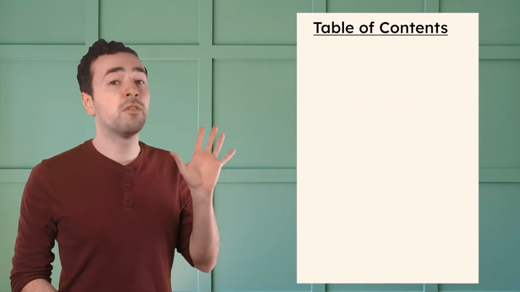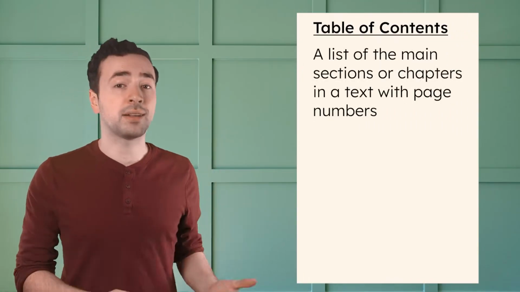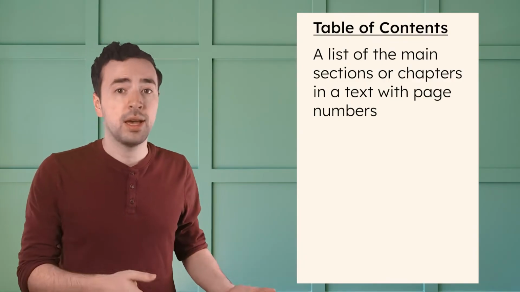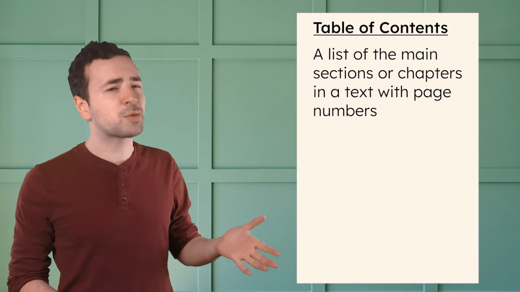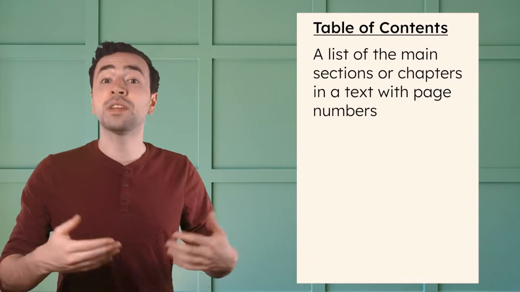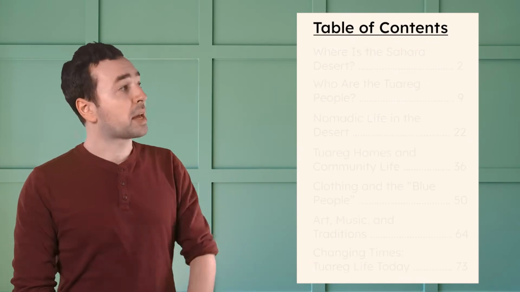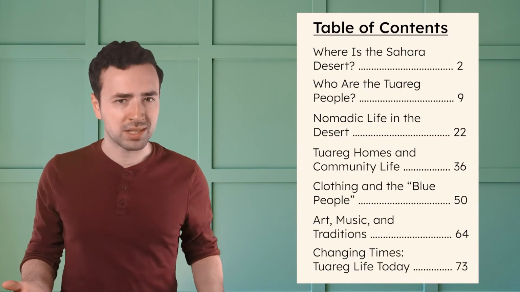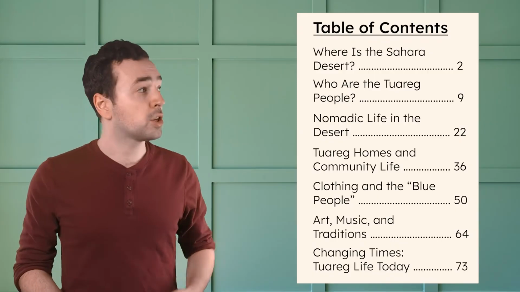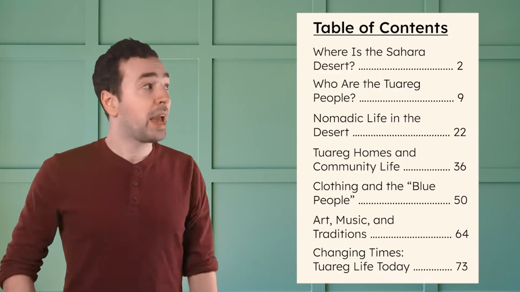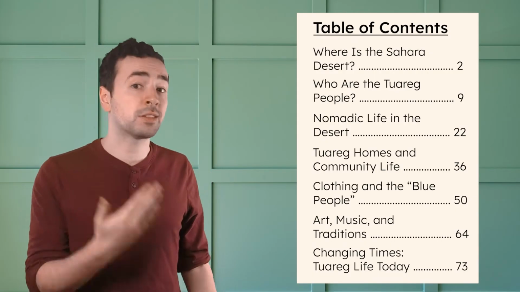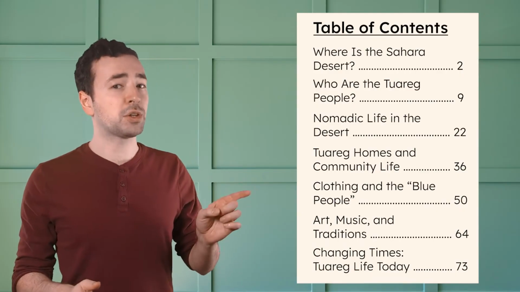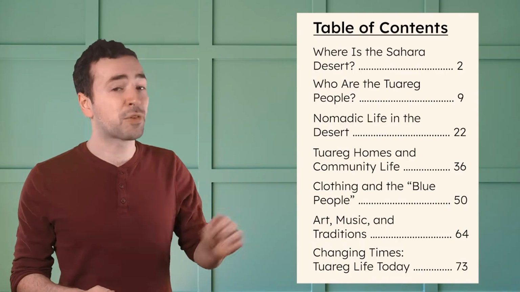The table of contents. A table of contents is a list of the main sections or chapters in a text. By reading over the titles in the list, we can get a pretty good overview of what the text will cover. Looking at this table of contents, we can already spot a few big ideas the author wants to teach us. Where the Sahara is, who the Tuareg people are, and different parts of their daily life and culture. Without reading a single page, this text feature gives us a sense of what to expect from the text.